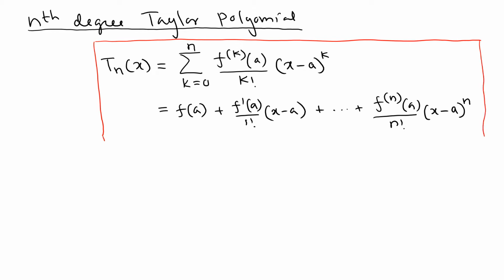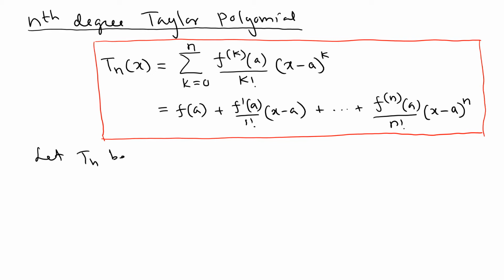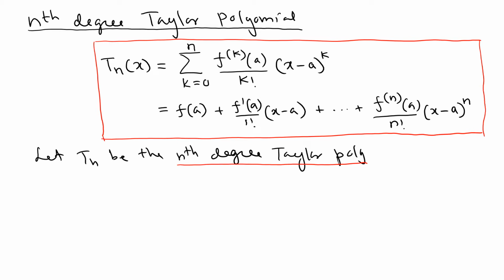So we have this. And then the last formula that we need is what we normally call the Taylor inequality. So let's write this notation. Let Tn be the nth degree Taylor polynomial of f at a. So a is the center.